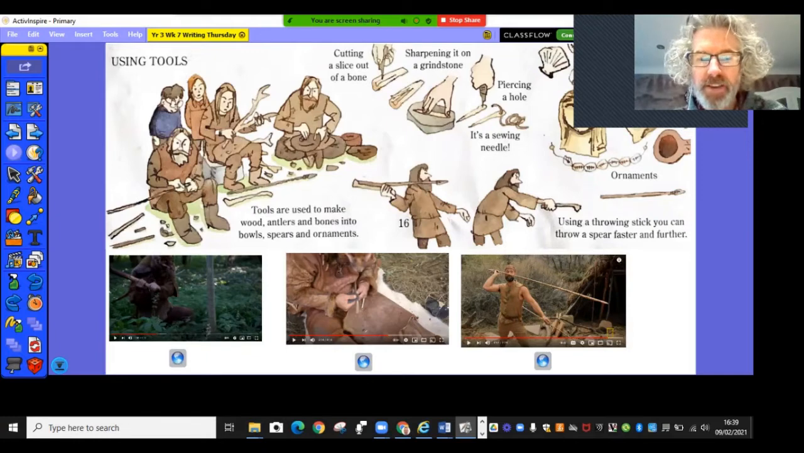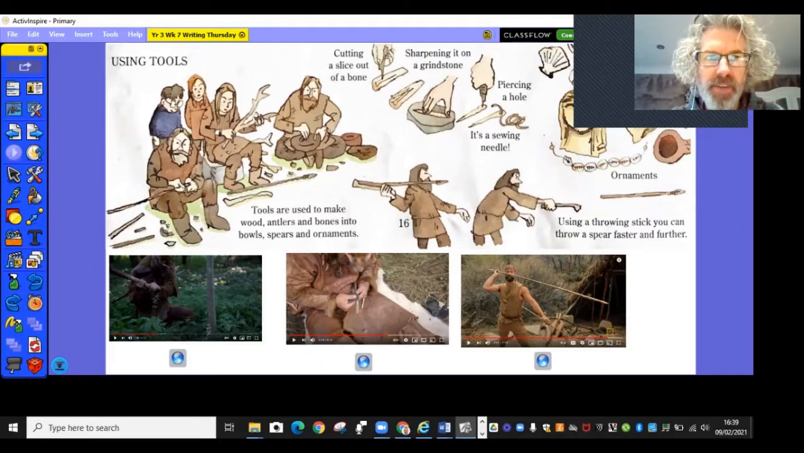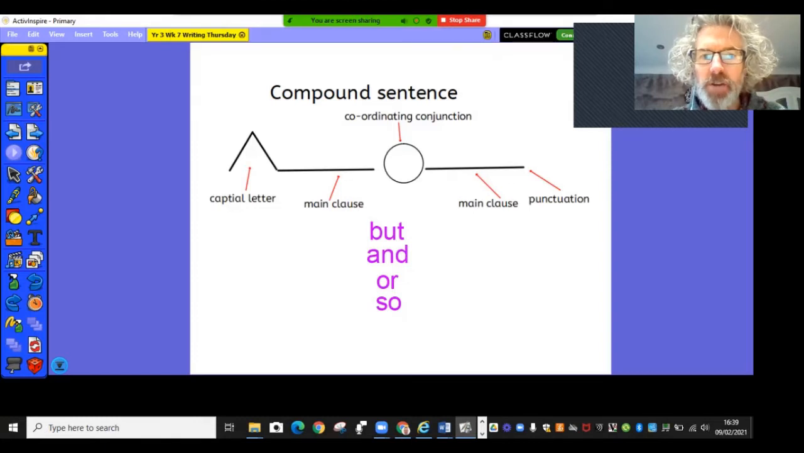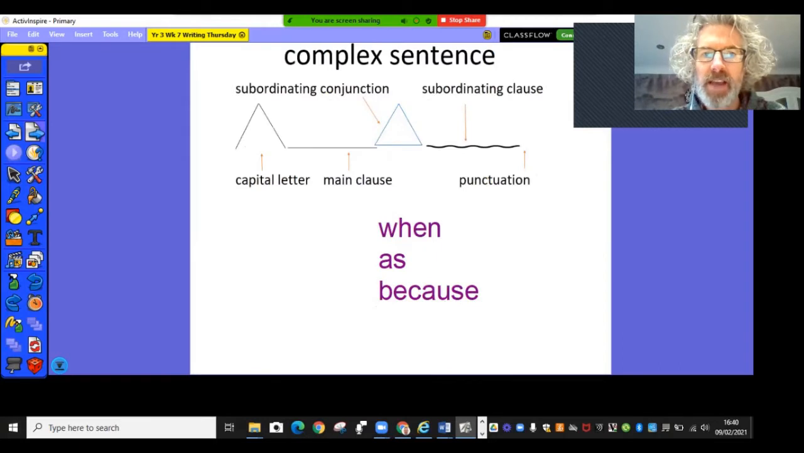Okay, so hopefully using those videos, you have now started to get a better understanding of how Stone Age people were able to use the tools that they have made. Quick recap of the grammar from the last couple of days. Compound sentences, remember, have 2 main clauses, so that's 2 big ideas joined together by a coordinating conjunction. For example, but, and, or, and so, but there are others. And complex sentences have a main clause with a subordinating clause joined by a subordinating conjunction, such as when, as, or because, but there are others too.